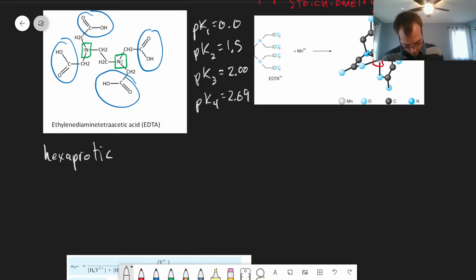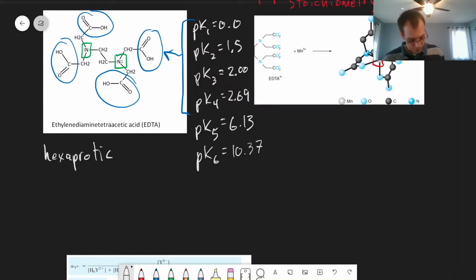And these first 4, these are all the carboxylic acid groups, so these blue groups on the molecule. pK5, now we're getting to the amino groups, and these are significantly higher. And then losing the last proton is the hardest, of course. That's the largest pKa value, 10.37. And these two correspond to losing protons from the amino groups here.